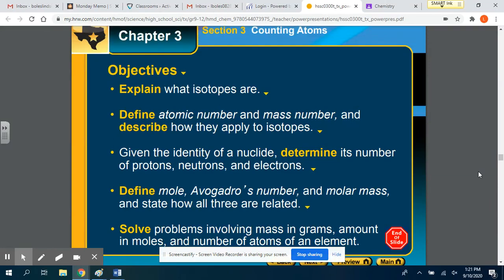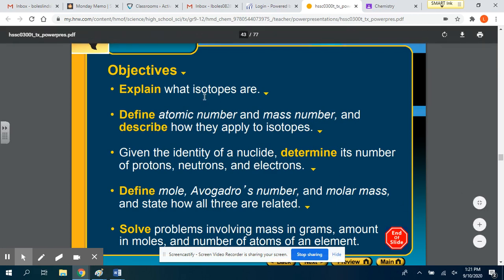Okay, these are your Chapter 3, Section 3 notes. We will only be doing half of it, so this will be part 1. We're going to get through these first 3 objectives here. We'll save these bottom 2 for part 2.